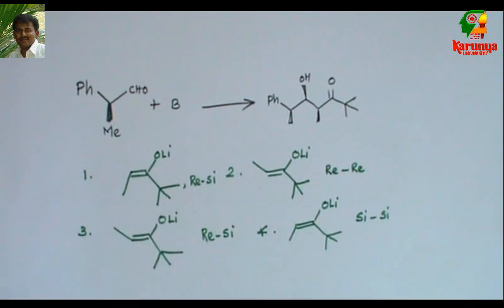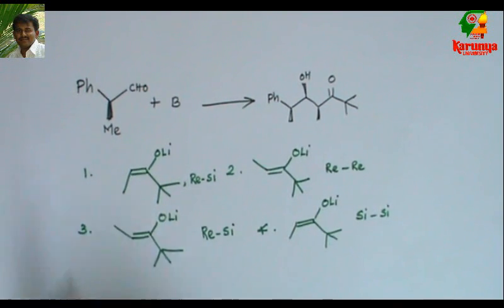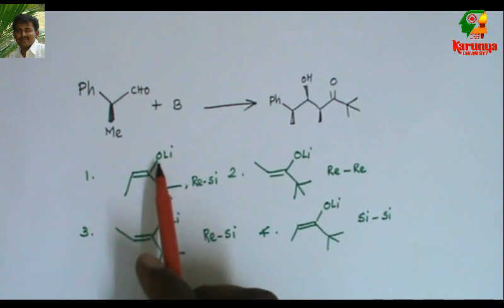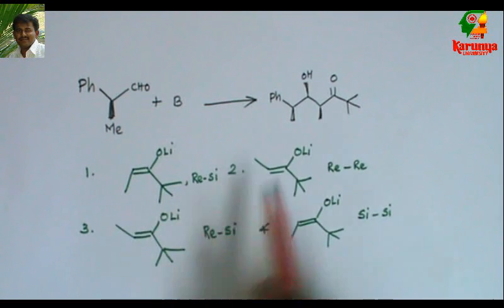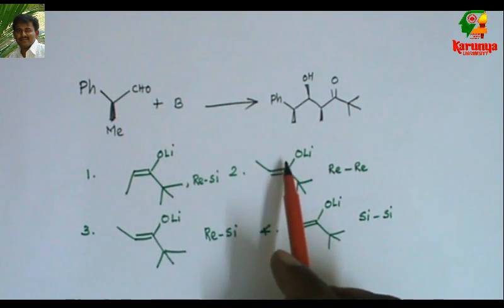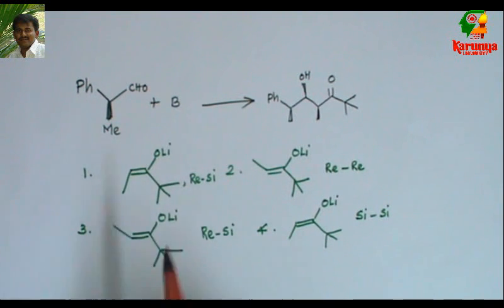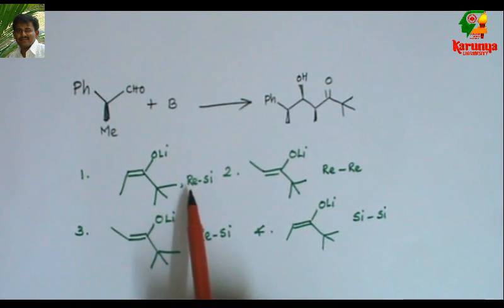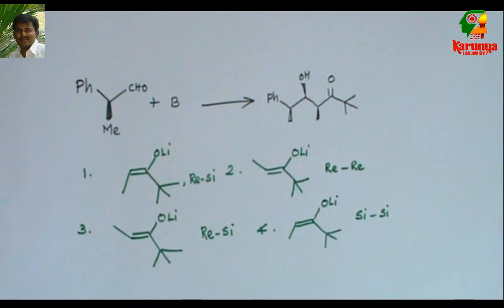The given options are here. They are given lithium enolate, but the stereochemistry is E here, and here it is Z. Here it is Z and here it is E. Which one? Then the facial attack, whether it is Re-Si or Re-Re or Si-Si.